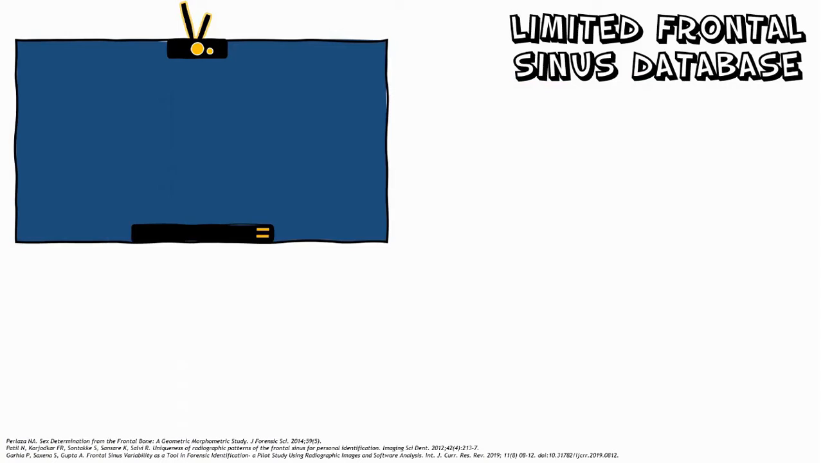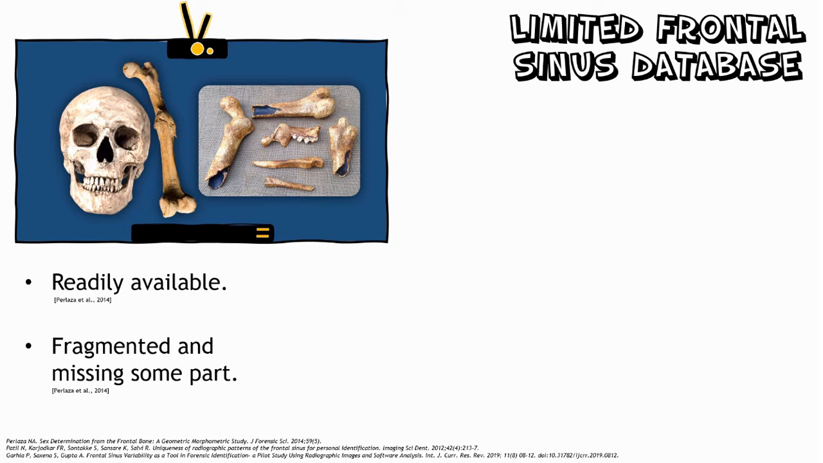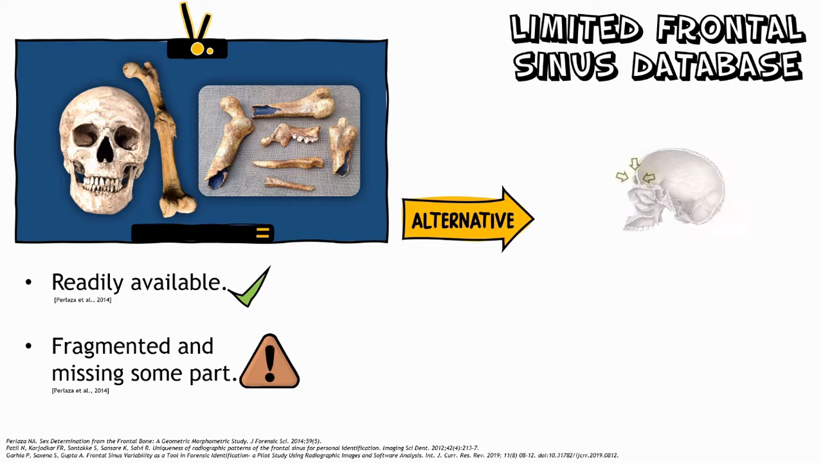Second, limited frontal sinus database. Other bone structures such as skull and long bone databases are readily available. However, these bones that are commonly used for identification are often damaged in recovered skeletal remains and may not be suitable for sex estimation, thus creating a need to look for another alternative such as the frontal sinus.